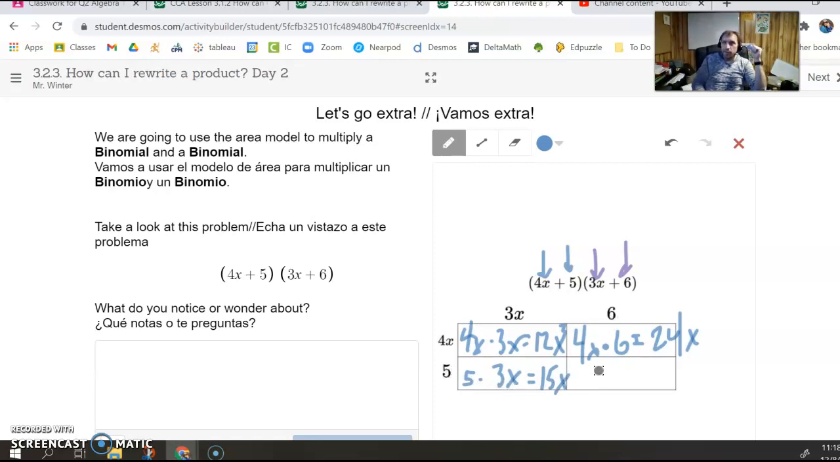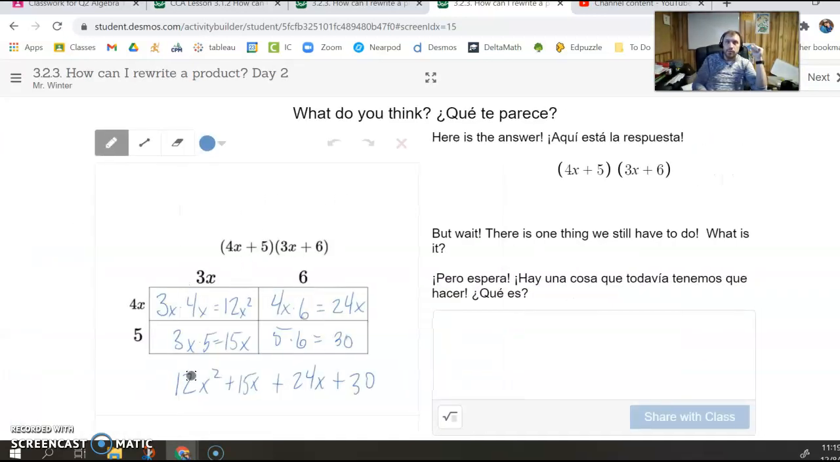And then finally 5 times 6, we get 30. So I would rewrite this as 12x squared plus 15x plus 24x plus 30. And if you look in this next screen, it's already done for you right here.